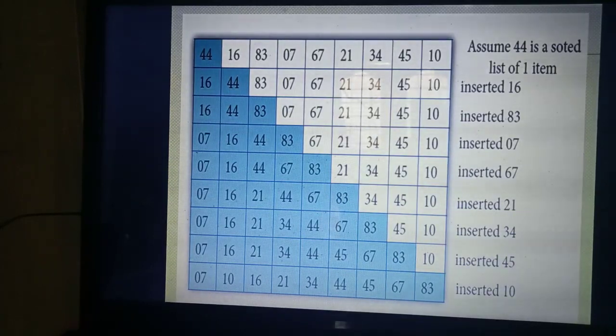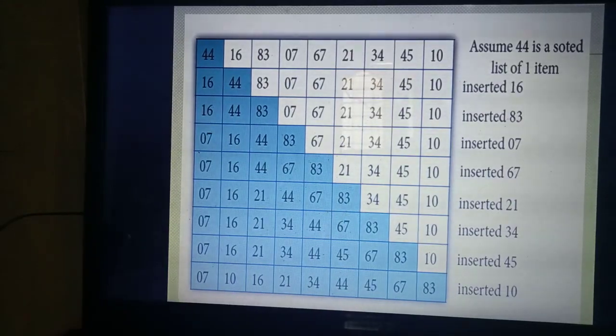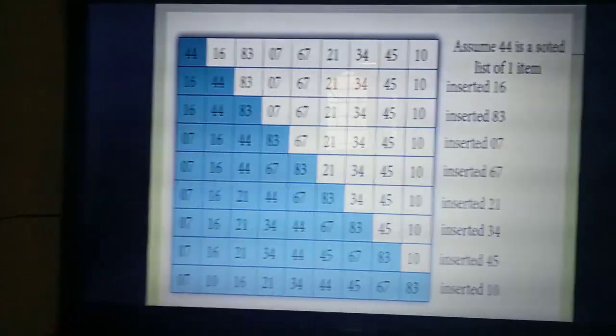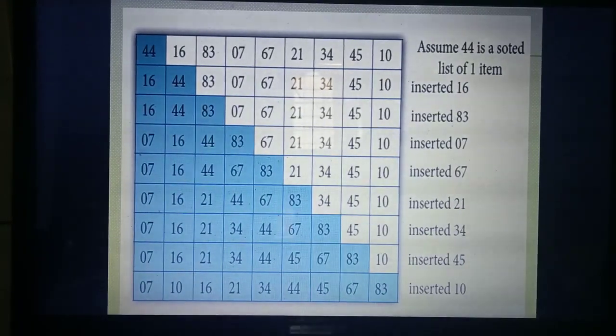Understand? Which sorting algorithm is this? Insertion sort algorithm. So how many sorting algorithms have you studied? Bubble sort algorithm, selection sort algorithm, insertion sort algorithm. Very, very important. So compare each and everything, then you will study, and only then will you understand. Okay?